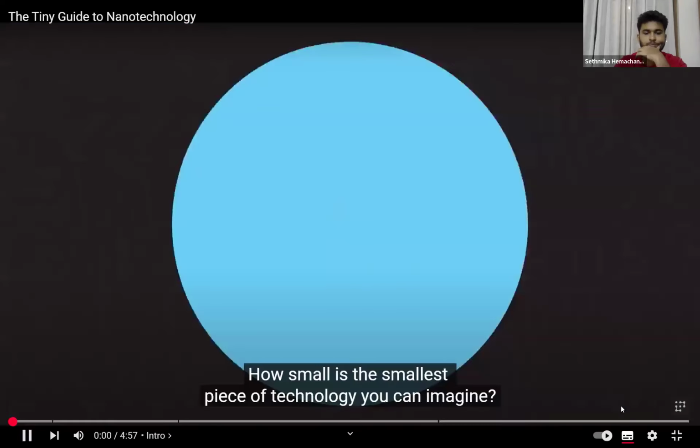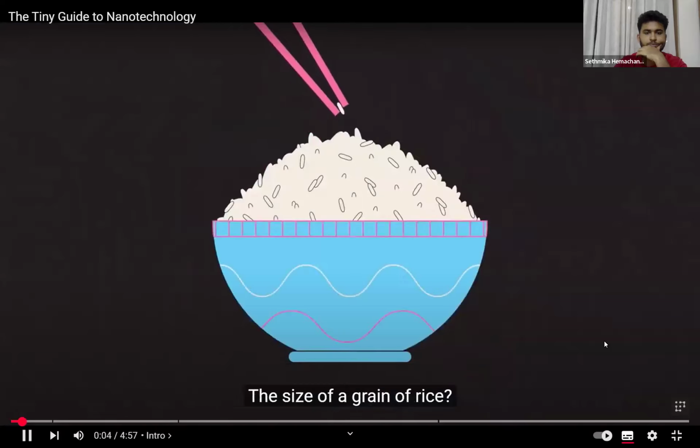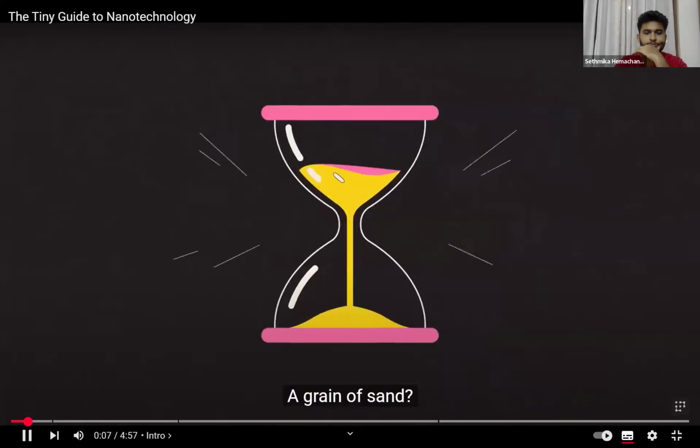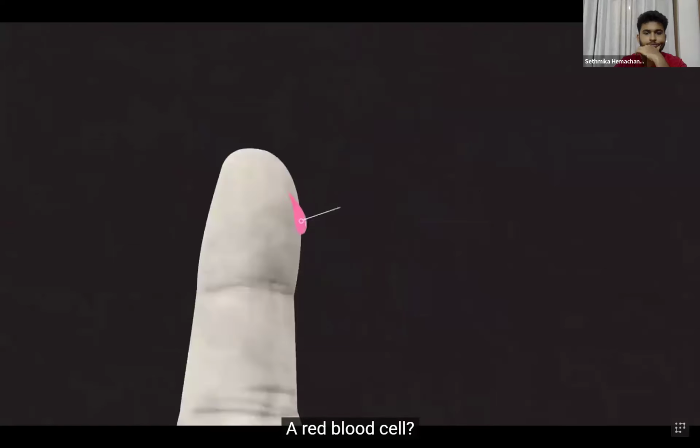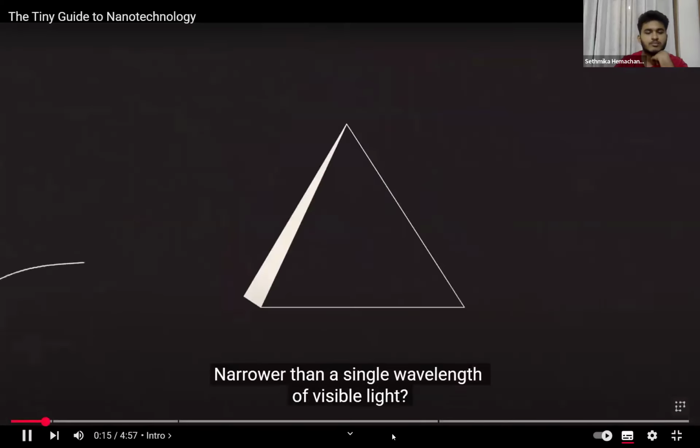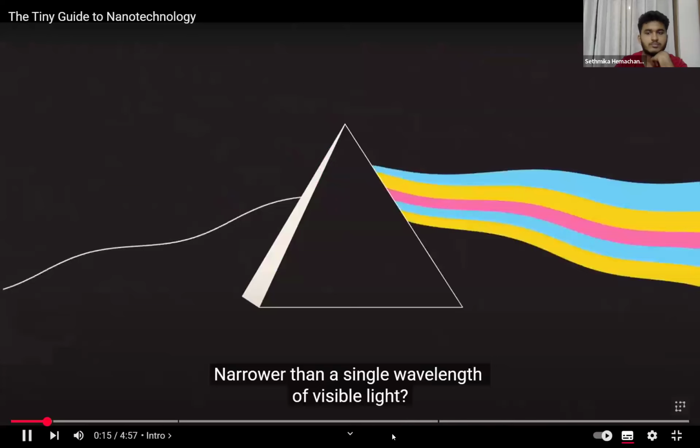How small is the smallest piece of technology you can imagine? The size of a grain of rice? A grain of sand? How about the width of an individual strand of spider's web? A red blood cell? Narrower than a single wavelength of visible light? Okay, now we're talking. Welcome to the realm of nanotechnology.